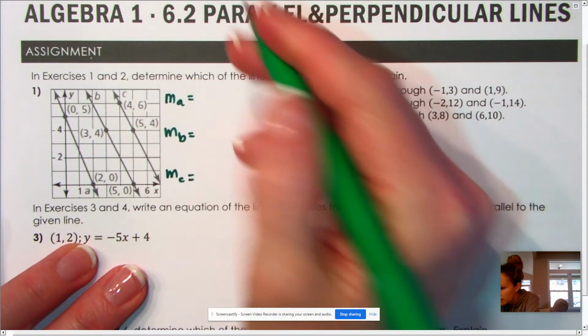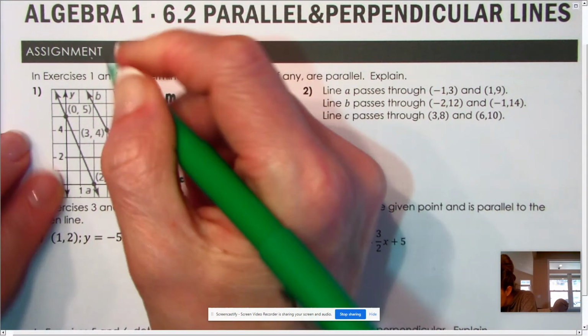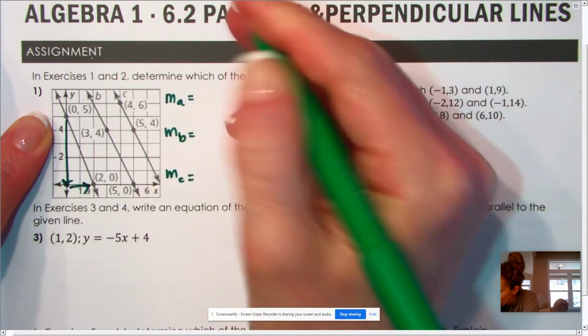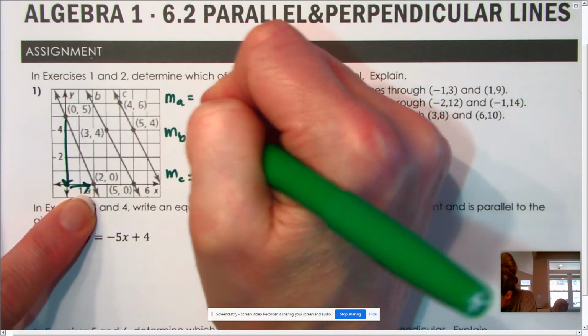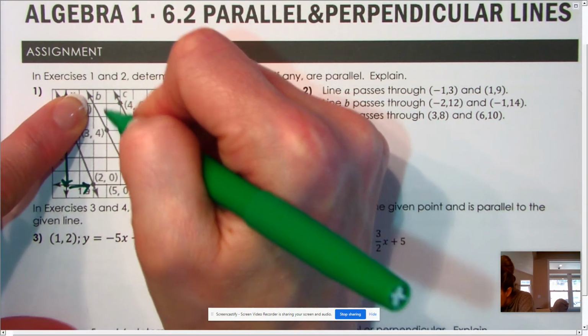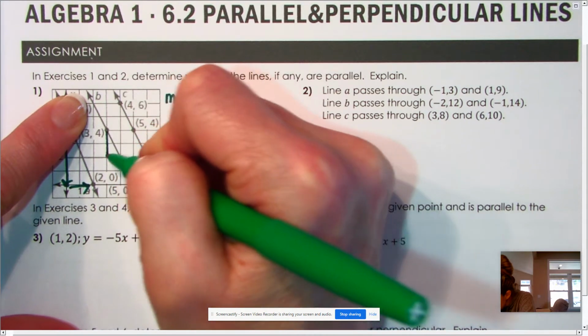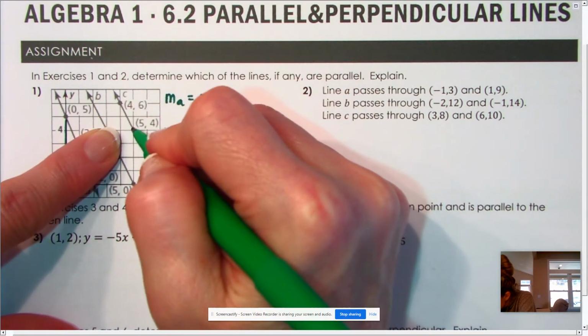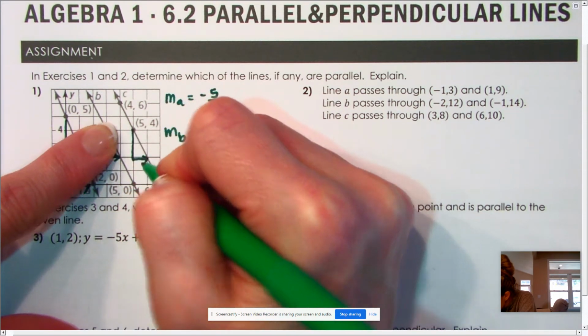So all of them are negative, so you can go ahead and put the negative on there if you want. This one went down by 5 over by 2. So that was letter A: down by 5 over by 2. For letter B, I went down by 2 over by 1. And for this one, I went down by 2 over by 1.